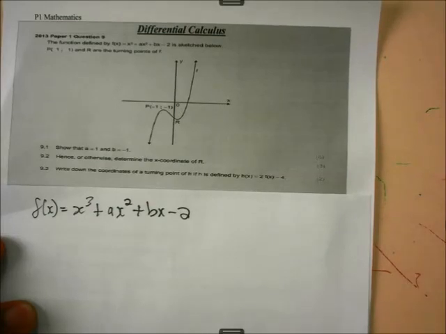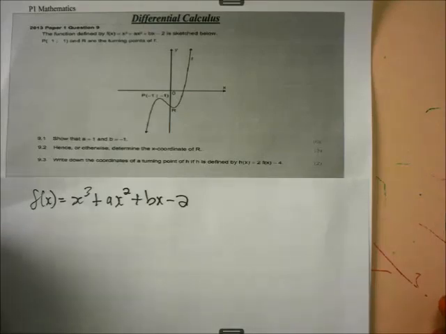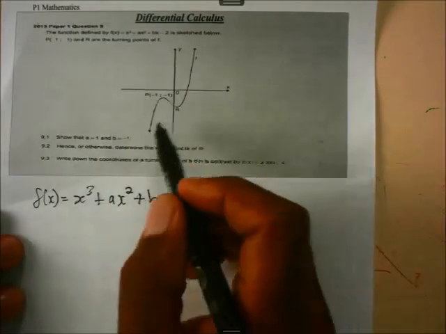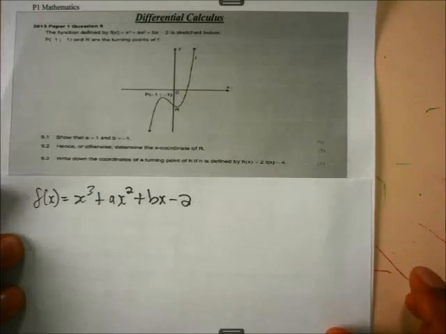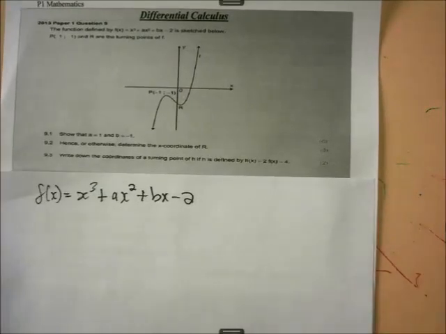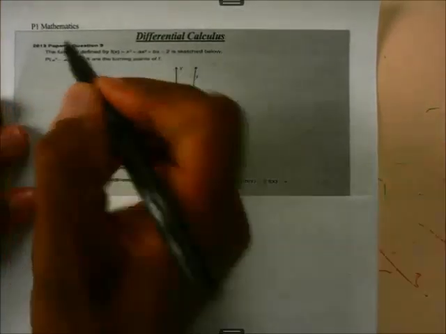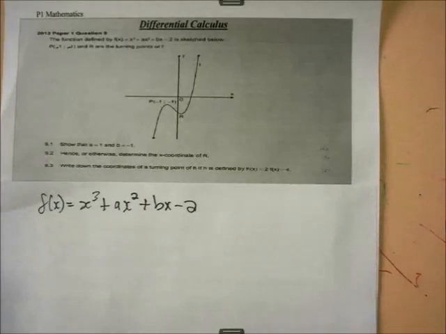Now 9.1 says show that a equals 1 and b equals minus 1. Of course, boys and girls, P is a turning point. This is minus 1 here, and this one is minus 1 as well. At the turning point, we have the x as well as the y.